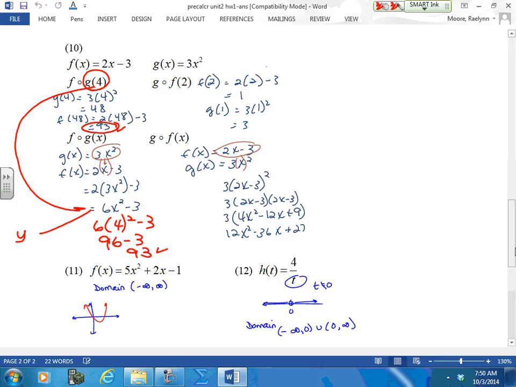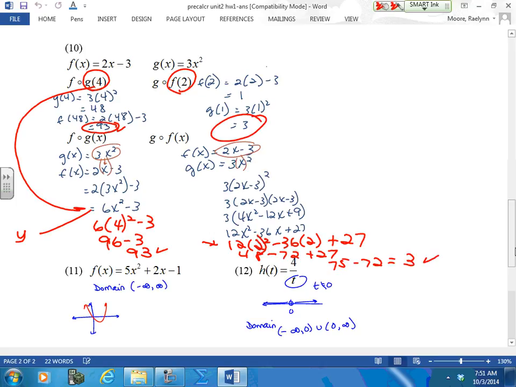This one, they plugged in a 2. So if we plug a 2 into this guy, if you put this in your calculator, this should equal 3. 4, this will be 48 minus 72 plus 27. And this will be 75. There's your 3. Okay, once you find the equation, go back and check it. That's your check to see if it works. You did it with your numbers.